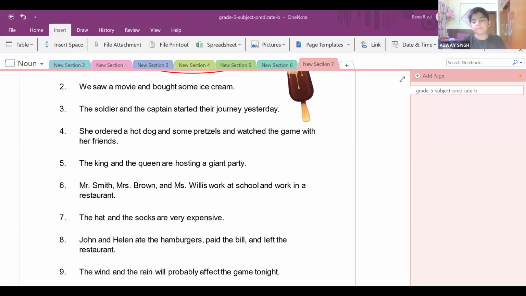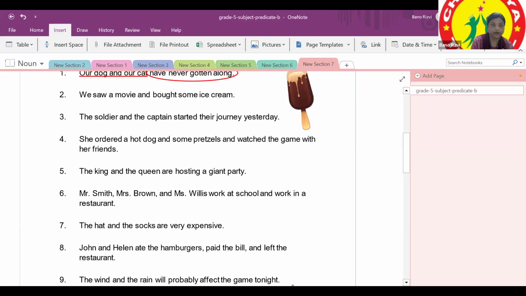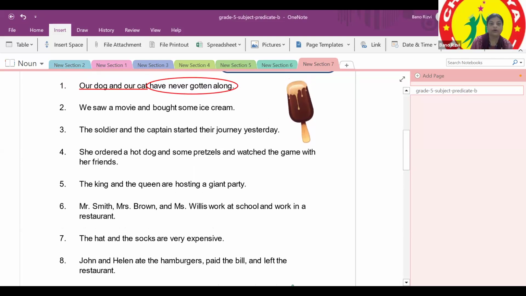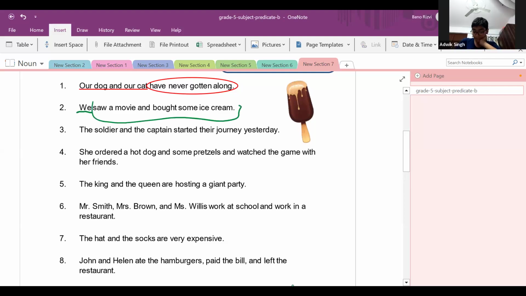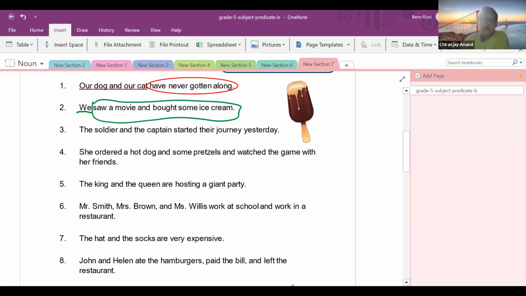Ma'am, done. Okay, just a minute. Done, ma'am. Okay, fine. So, we saw a movie and bought ice cream. Ma'am, we saw a movie and bought ice cream. Ma'am, I saw a movie.